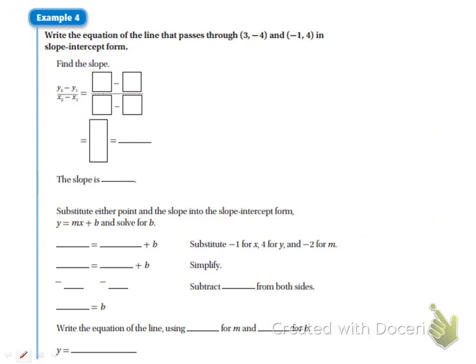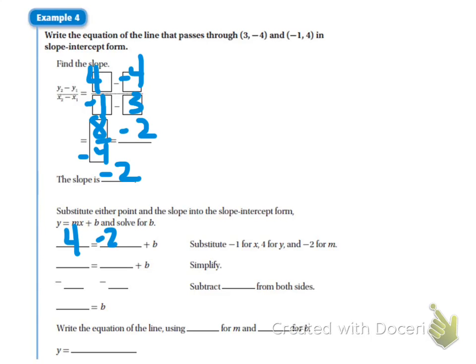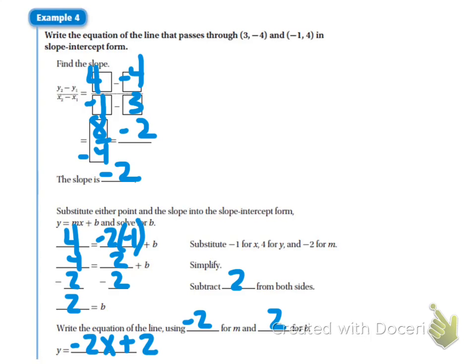Okay, example number 4, we're finding the slope, y2 minus y1 over x2 minus x1, and we get 8 divided by negative 4, which is negative 2. So the slope is negative 2. Now we're going to substitute that in for our formula. Multiply, subtract, to find that our answer is b equals 2. Then using negative 2 for m and 2 for b, I can rewrite my equation, y equals negative 2x plus 2.